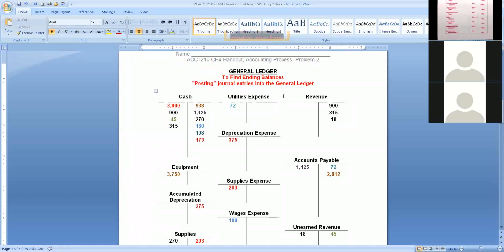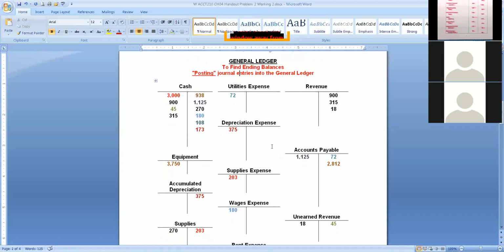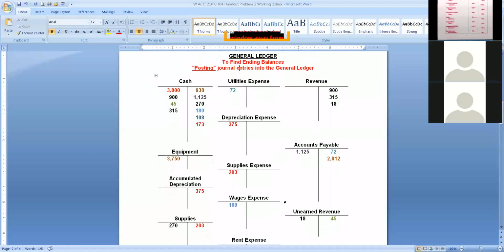So it's posting the journal entries to the general ledger. I don't know why they call it posting. I usually have a humorous accounting anecdote for all that kind of stuff, but I don't for that.